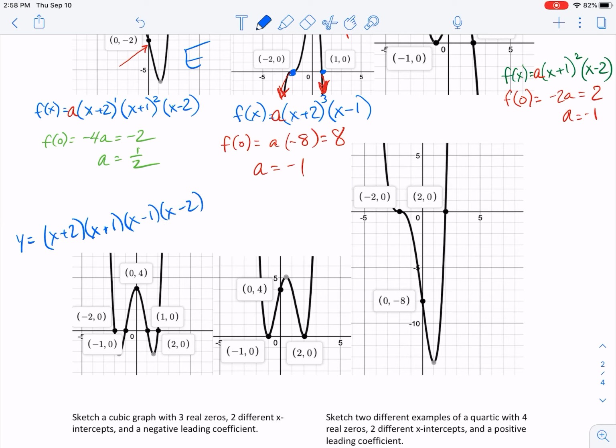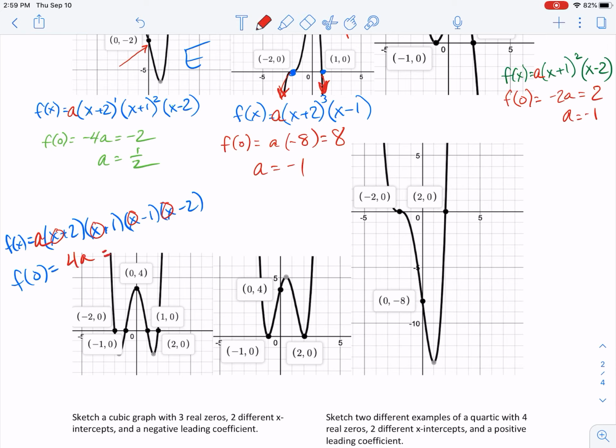Because now we can plug in 0, f of 0, and I keep forgetting to write my a. So when I put in 0 here, that goes to 0, that goes to 0, that goes to 0, that goes to 0. So I have a negative times a negative times a positive times a positive. I see positive 4. So I have 4a is equal to 4. Okay, so a is equal to 1.